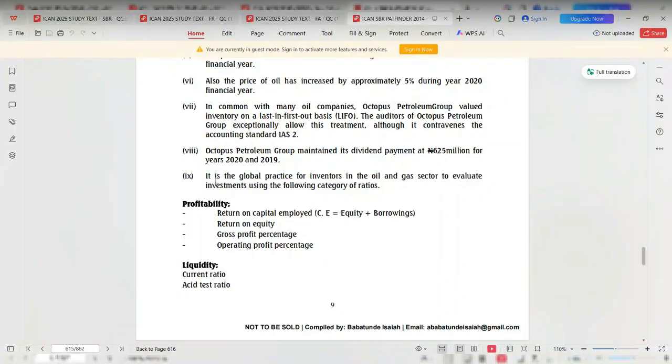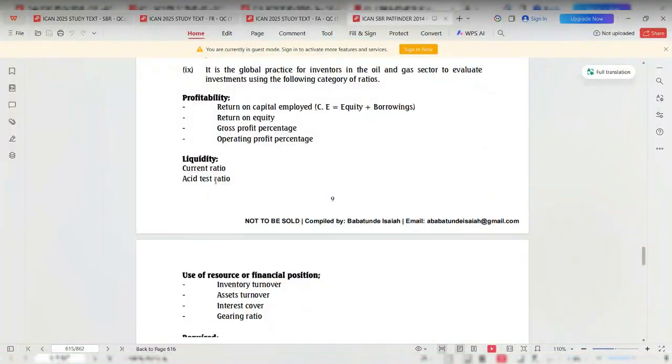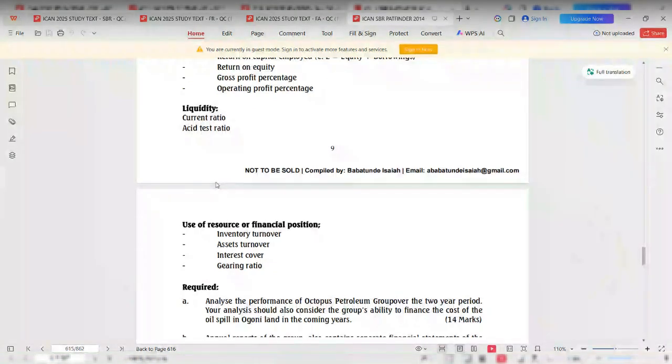Then you move to liquidity. Don't calculate more than these four that are stated here. Calculating more than the four is good, but you may not have the time. So just move to liquidity. They are expecting you to calculate current ratio, which is working capital, and acid test ratio. Then they are expecting you to move to financial position, use of resources, efficiency ratio and gearing ratio. So you calculate your inventory turnover, asset turnover, interest cover, and gearing ratio.